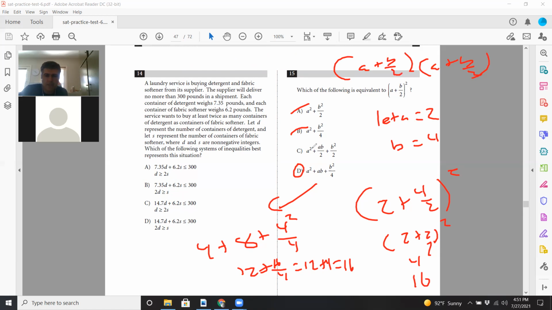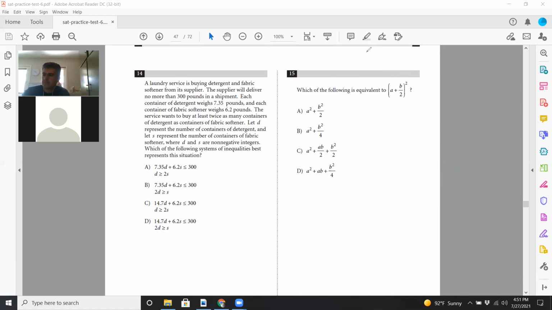But if you were to plug in 2 for A, and 4 for B, so 2B, that's 8 over 2, that's 4 again. And B squared, 16 over 2. So it's 4 plus 2 plus 8, that's 14, not enough. It's got to be D. Okay.